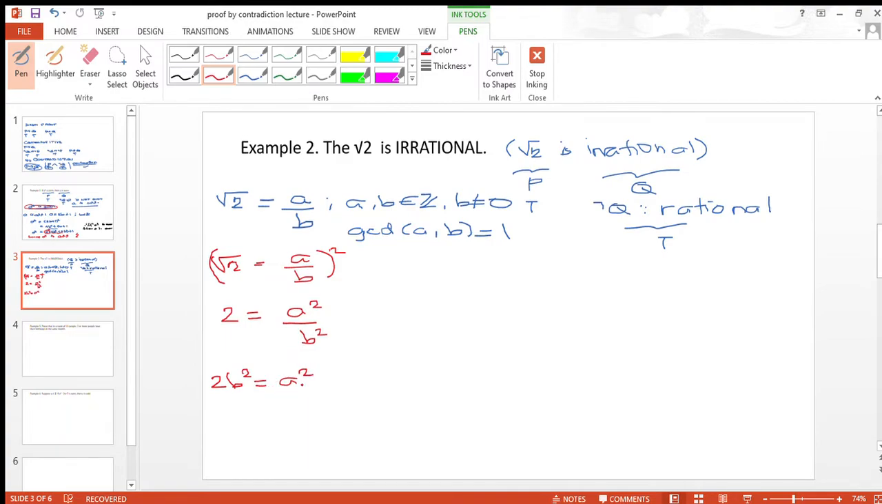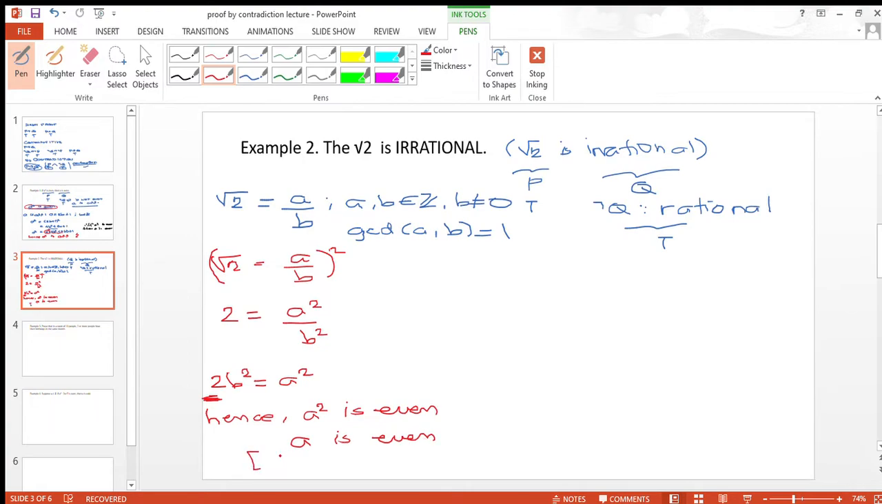So if a squared is equal to 2b squared, then it means that a squared must be even, right? Because a squared is expressed as 2 times b squared. Therefore, a squared is even. And if a squared is even, then a must be even also.